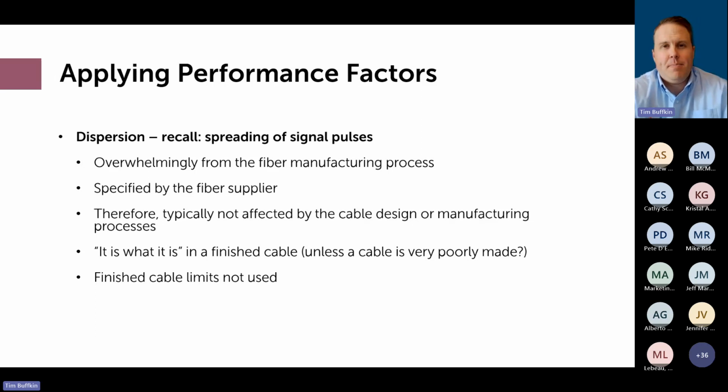I guess unless the cable is just very poorly made, in which case you're probably going to have a lot of other problems within that cable. And then the finished cable limits are just not used.